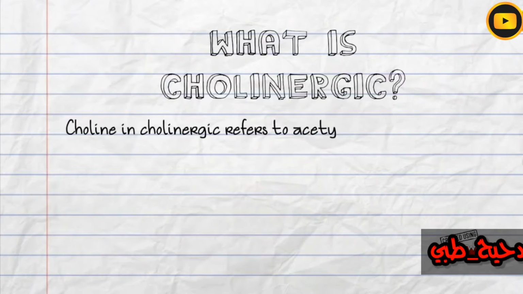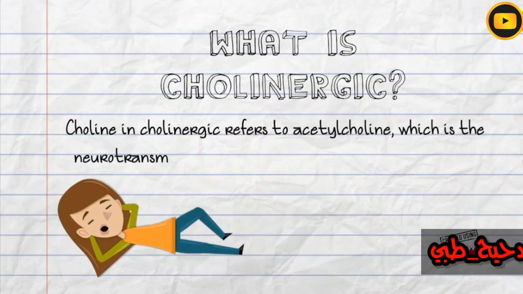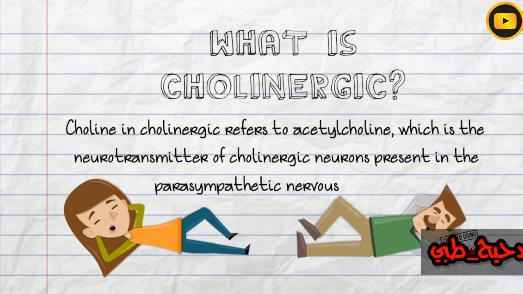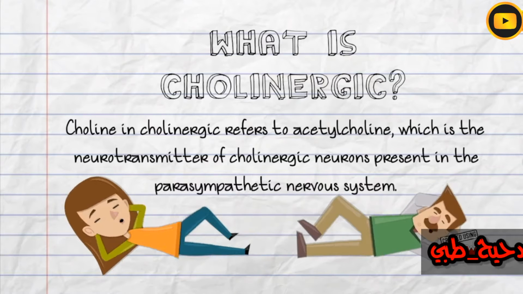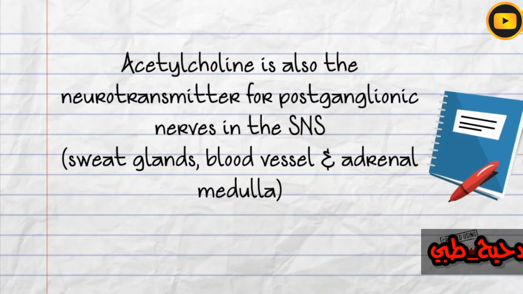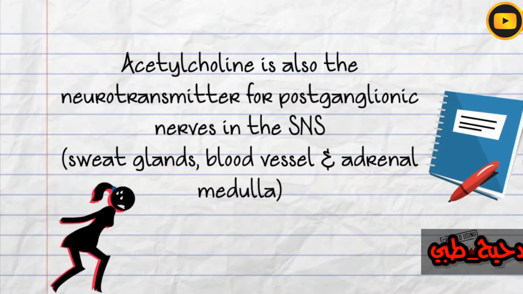So, what is cholinergic? Choline in cholinergic refers to acetylcholine, which is the neurotransmitter of cholinergic neurons present in the parasympathetic nervous system. Acetylcholine is also the neurotransmitter for postganglionic nerves in the sympathetic nervous system.